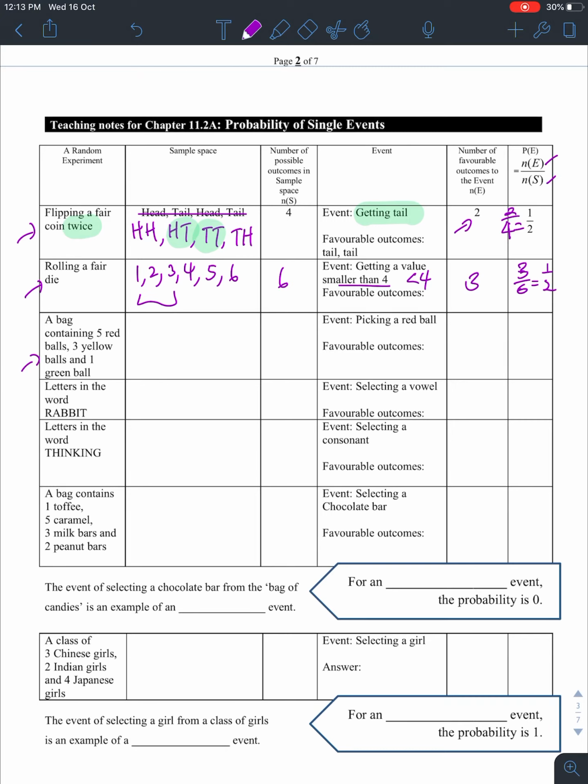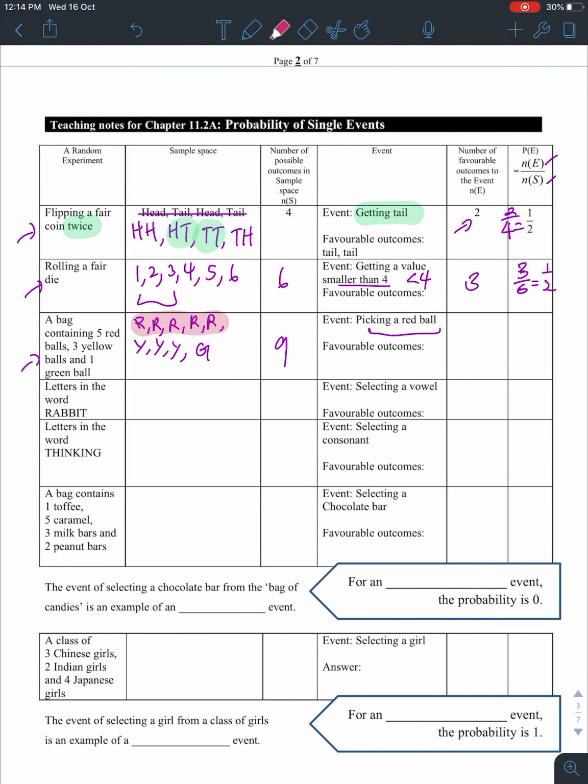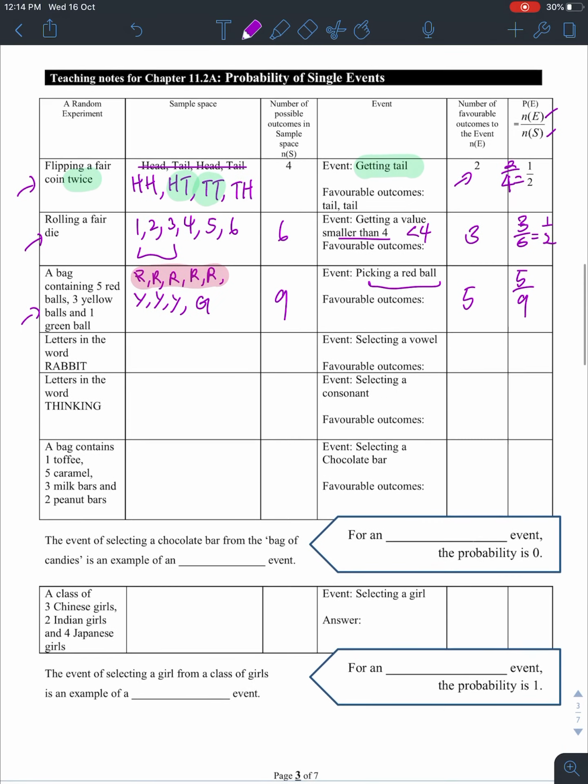Okay, the third one, a bag contains 5 red, 3 yellow, and 1 green ball. Okay, so red, red, red, red, red 5 times, followed by 3 yellow, and lastly 1 green. So the total number of possible outcomes would be 9. Okay, and the event of picking a red ball. So how many of such balls do I have? 5 red balls, right? So 5 favorable outcomes, so 5 over 9 would be the probability, right?